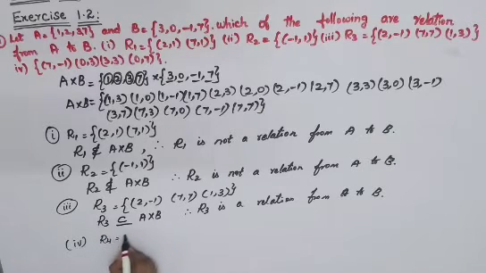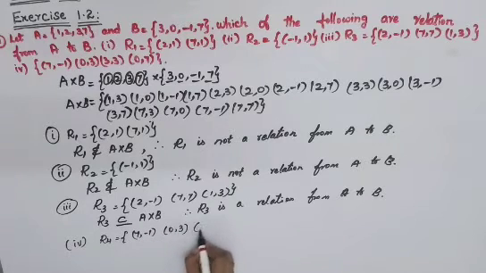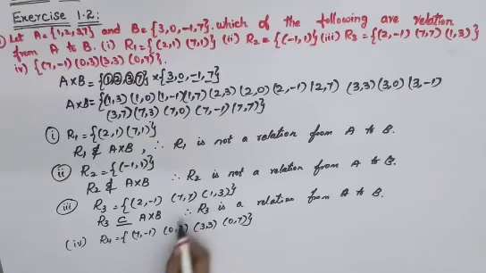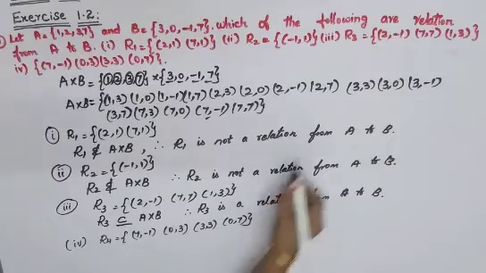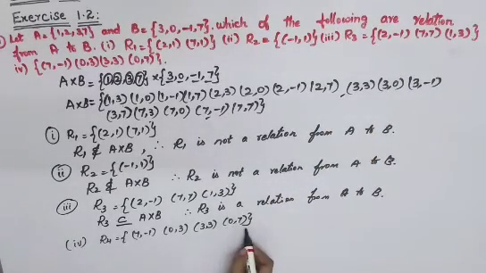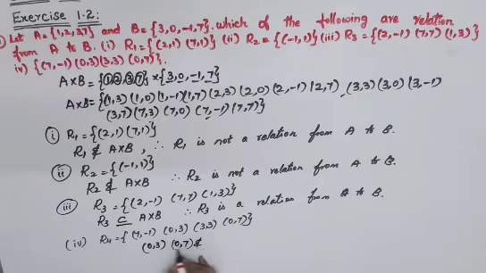Fourth subdivision, R4 = {(7, -1), (0, 3), (3, 3), (0, 7)}. Again we will check it. (7, -1) it is here. (0, 3) it is not there, only (3, 0) is there. (3, 3) we have got it here. (0, 7) again it is not there because only (7, 0) is there. So (7, -1) is there, (0, 3) is not there. So (0, 3) and (0, 7) do not belong to A cross B.